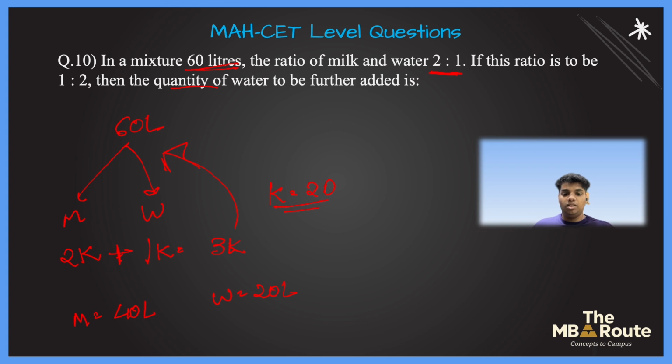We have to make this ratio 1 is to 2. If this ratio is to be 1 is to 2, then the quantity of water must increase. So we are going to add water to make this ratio 1 is to 2. So 40 upon 20, which is water, we are going to add some water, which is x, and this is equal to 1 is to 2. So on solving this, we'll directly get that x is equal to 60.